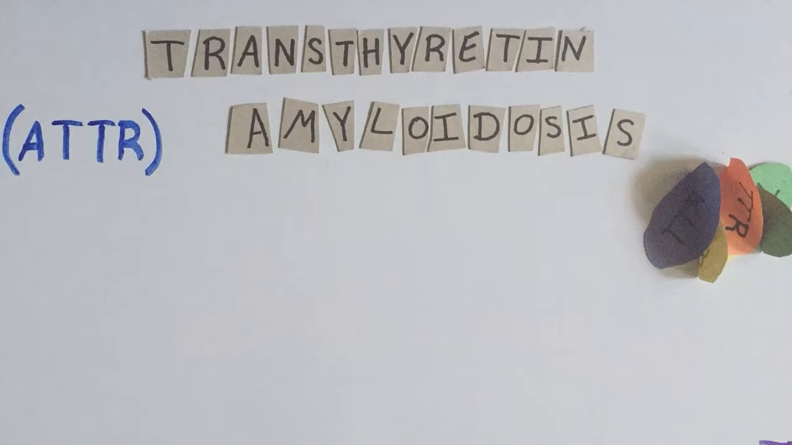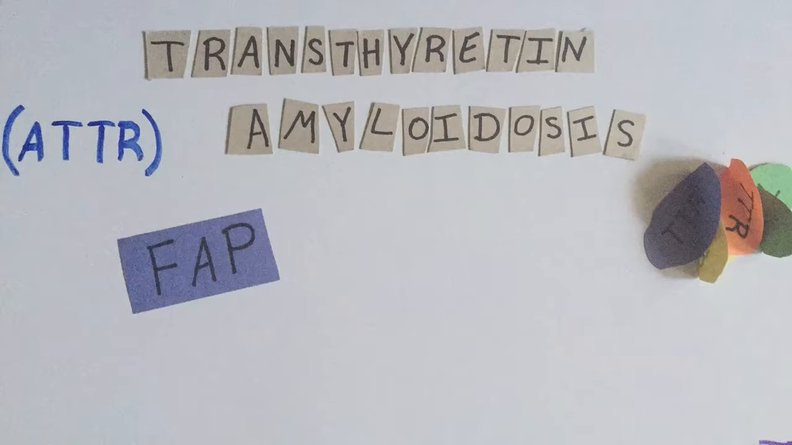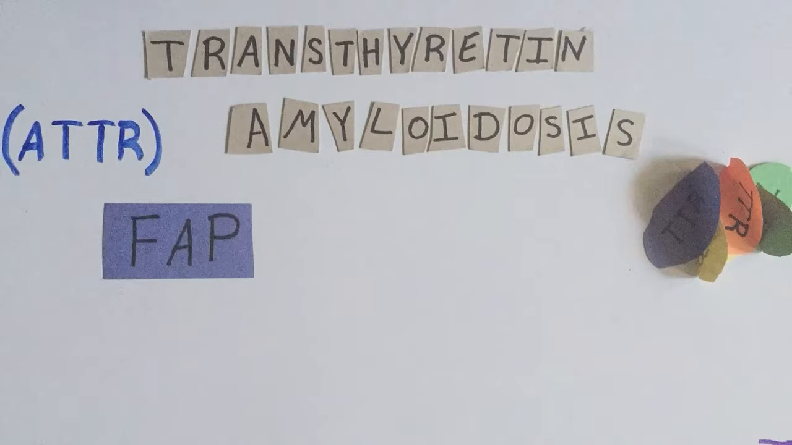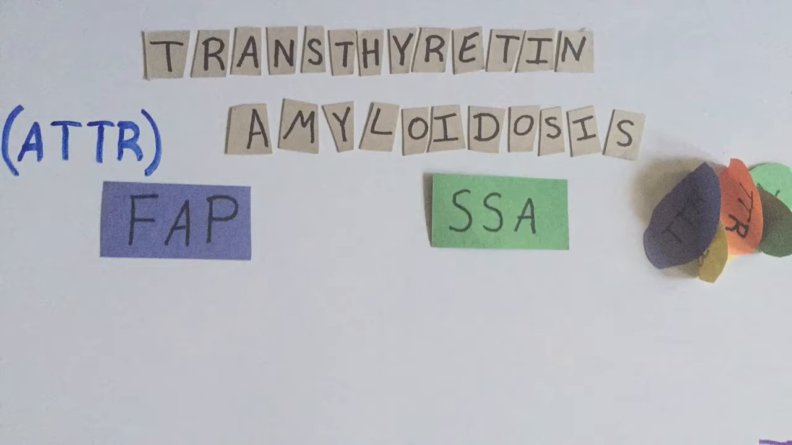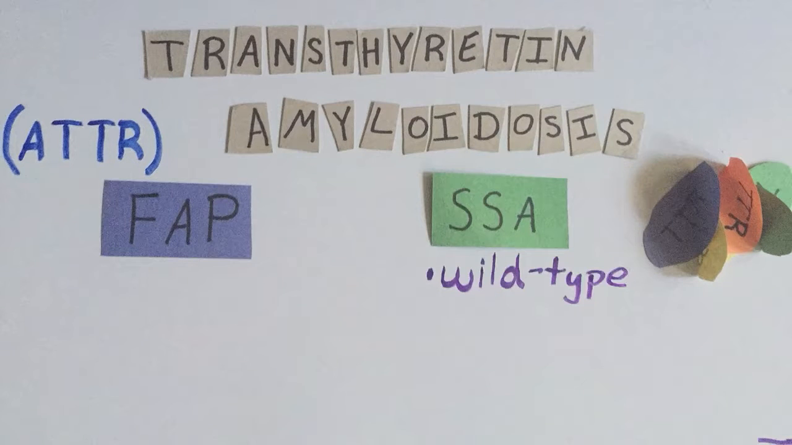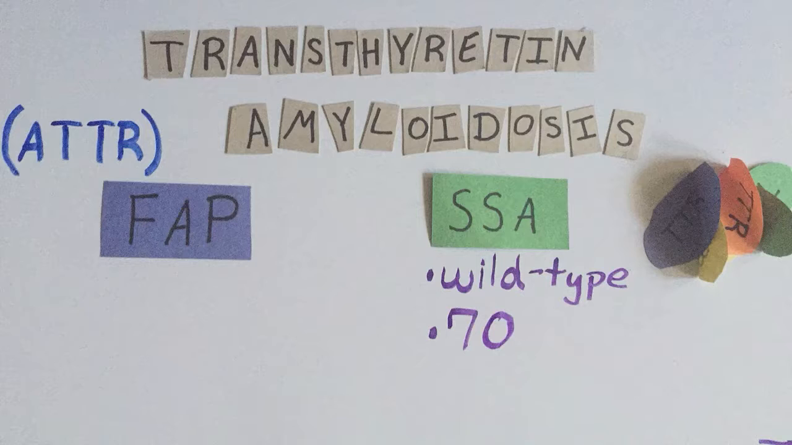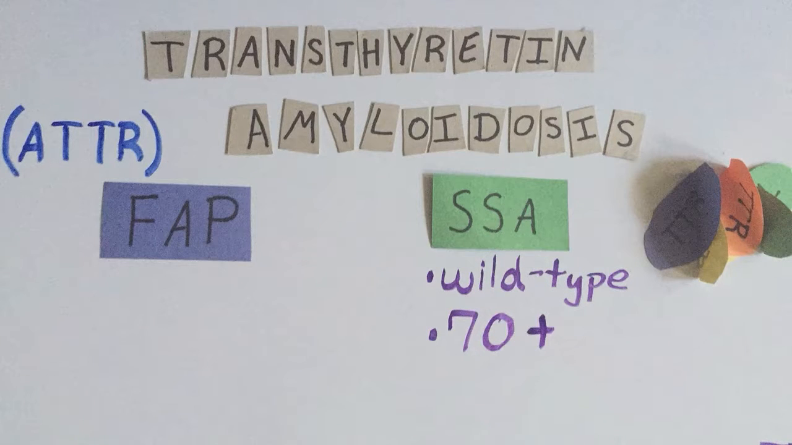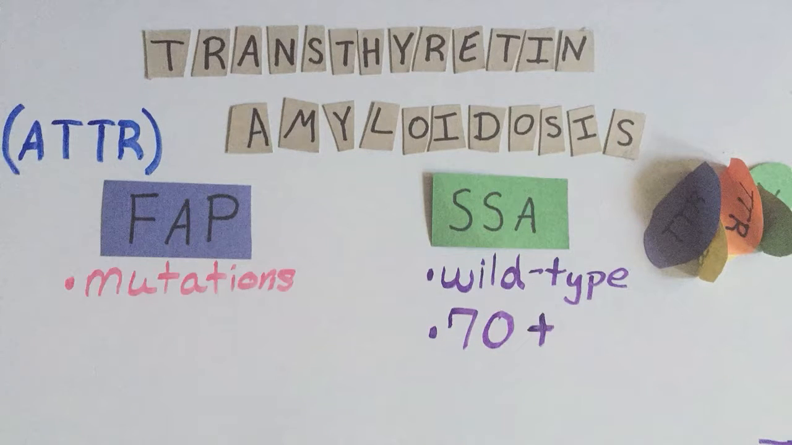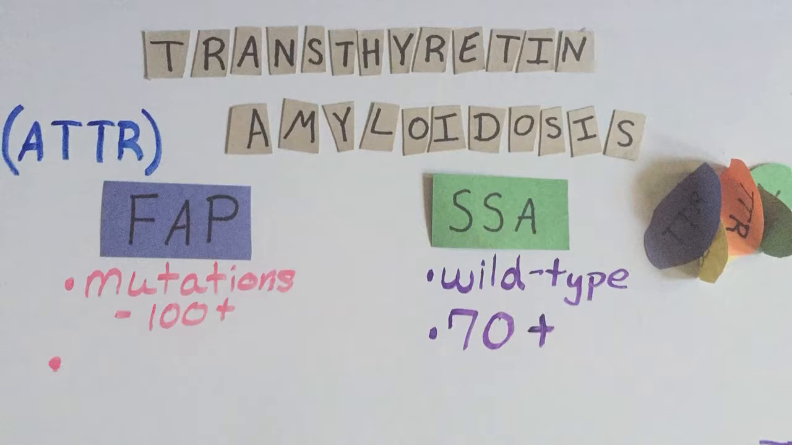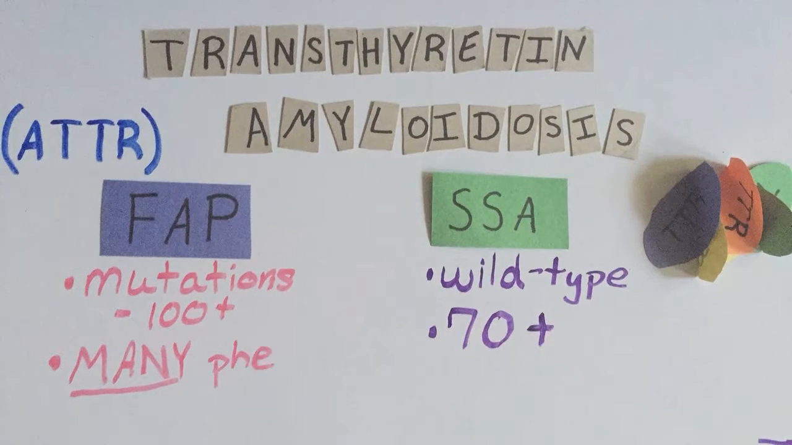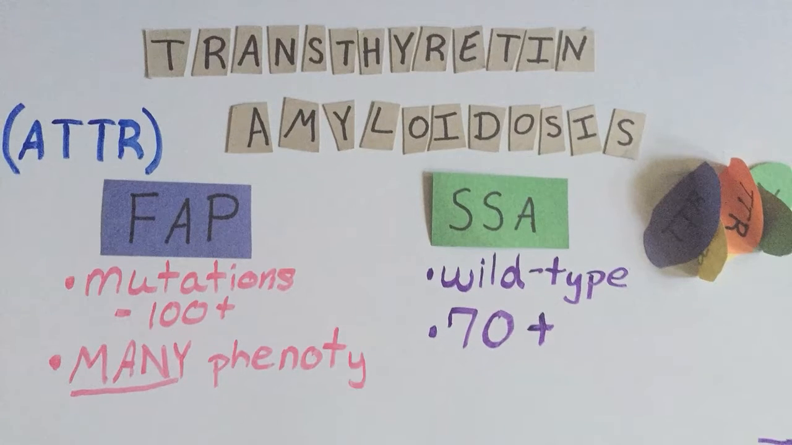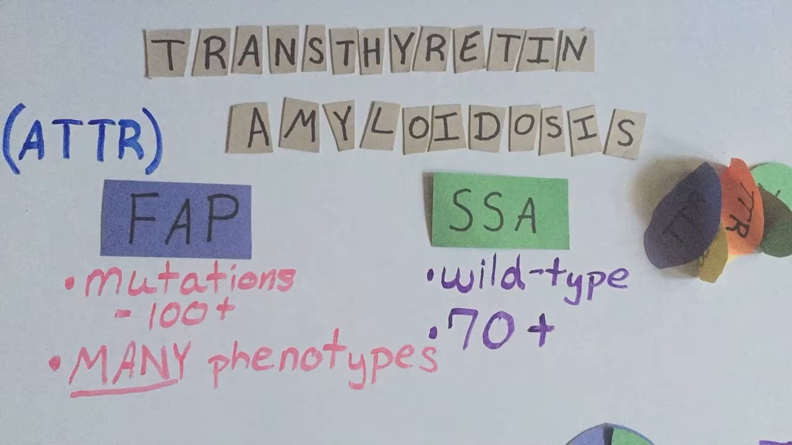There are two distinct categories of ATTR, being Familial Amyloid Polyneuropathy, FAP, and Senile Systemic Amyloidosis, SSA. SSA occurs in the wild-type gene for transthyretin and has a much later age of onset, generally after 70 years. FAP occurs in mutated forms of the transthyretin gene. Over 100 mutations have been identified. Each mutation expresses differently, with some lying dormant and others causing earlier ages of onset with more aggressive symptoms.